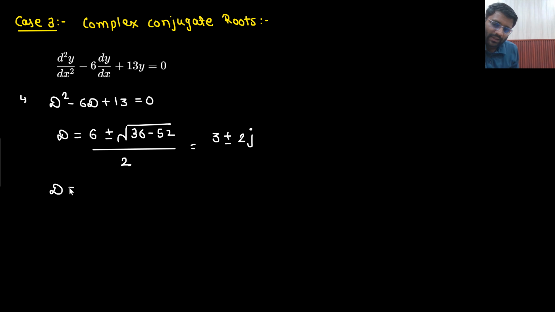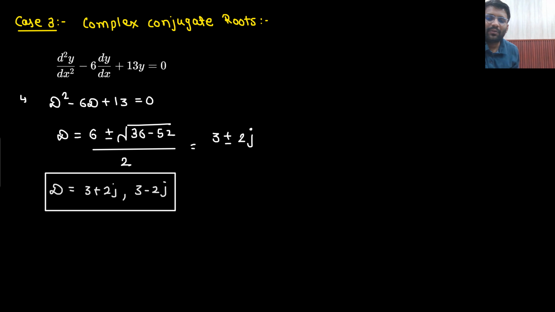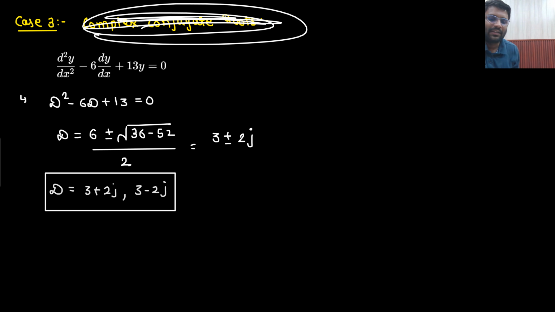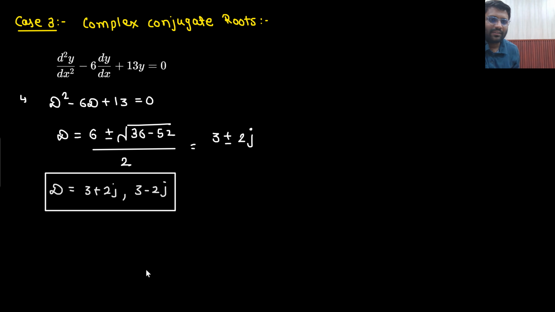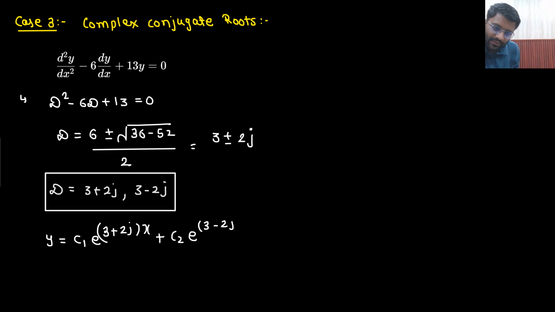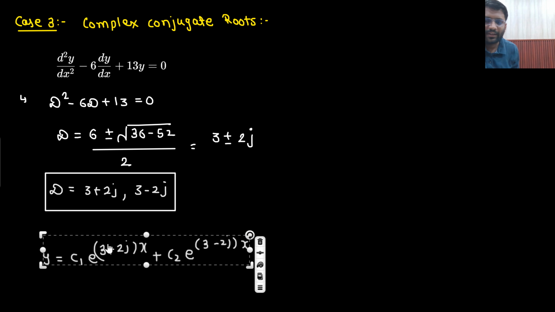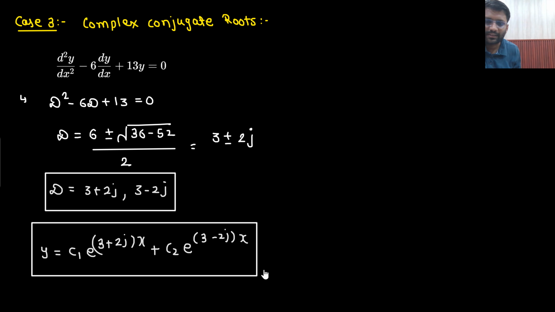So what are the roots you are getting? One root is 3 plus 2j, the other root is 3 minus 2j. These two roots we are getting. Now forget about this case. Two roots you are getting. Are they different? Yes, sir. If they are different, then what will be the answer? Sir, the answer would be C1 e to the power, whatever root you are getting, x plus C2 e to the power, whatever root you are getting, x. This will be the answer. Say yes or no. So yes, this answer is correct. Absolutely correct.